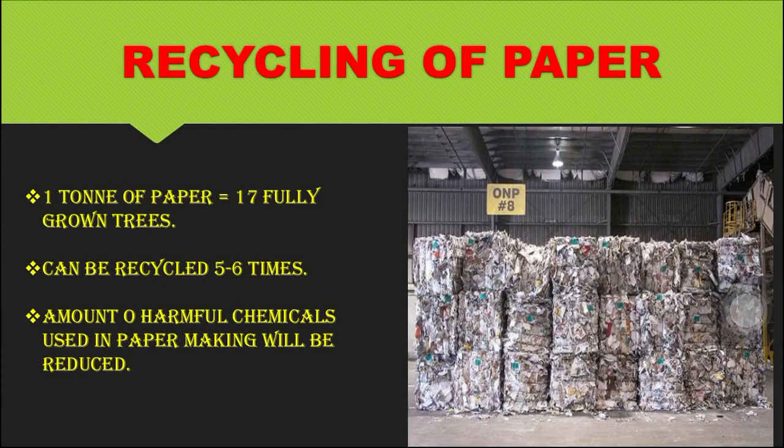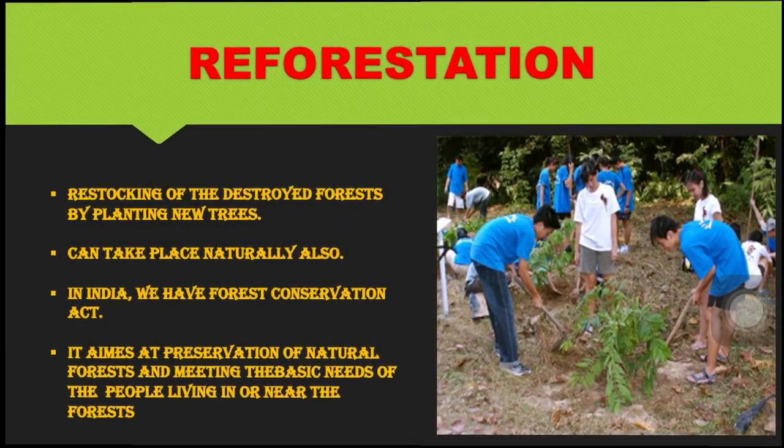See children, a paper can be recycled 5 to 6 times. ठीक है, and yes, अगर recycling of paper करते हैं तो what, again and again making paper in paper mills also involves many chemicals, harmful chemicals. तो उन harmful chemicals का usage भी कम हो जाता है. ठीक है, so this is a sort of benefit for the environment and for us also.